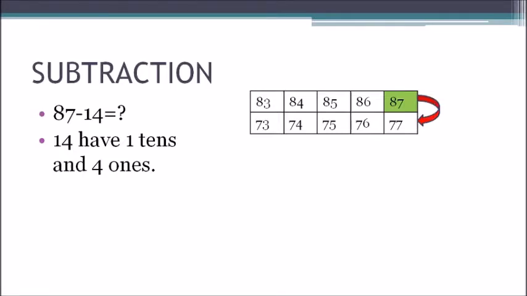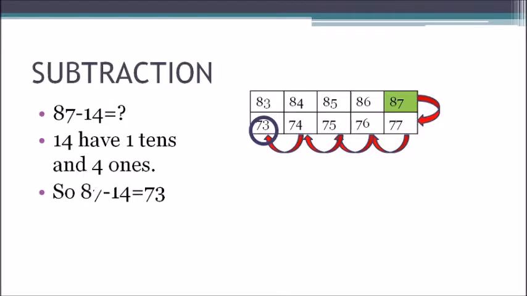And how many ones are there? 4 ones are there. So how many steps we should take towards the left? 4 steps towards the left. 1, 2, 3, 4. Then we will reach which number? 47. So in this question what will be the answer? Answer will be 47. Sorry, 73.